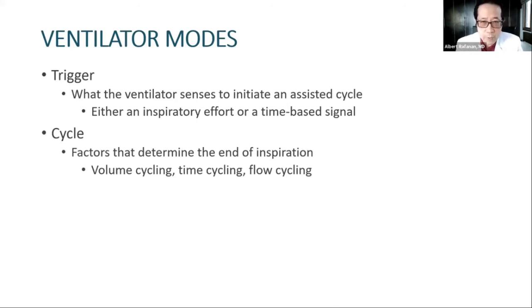Cycle is another word we use. Cycle is the factors that determine the end of inspiration. What terminates the breath? We have volume cycling: if a certain amount of volume is given, the ventilator will stop. Time cycling gives a certain amount of time of breath and it stops because that's how you set it. Flow cycling is in pressure support: if the machine detects a flow less than 1/3 of the original flow, it will stop giving a breath. So cycle is what makes it stop breathing.